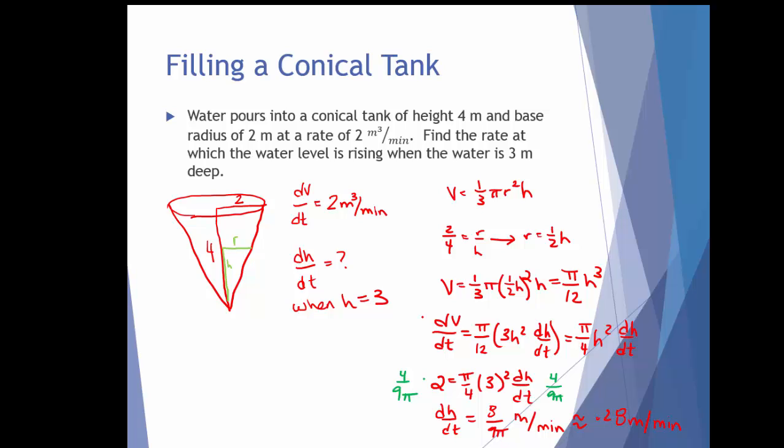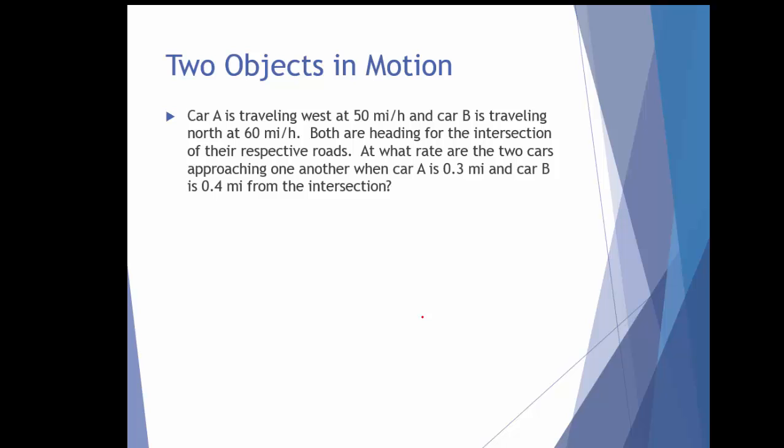Okay, let's look at another example. This is going to be a two objects in motion type problem. And traditionally these have objects that are either moving apart from one another or moving towards one another.